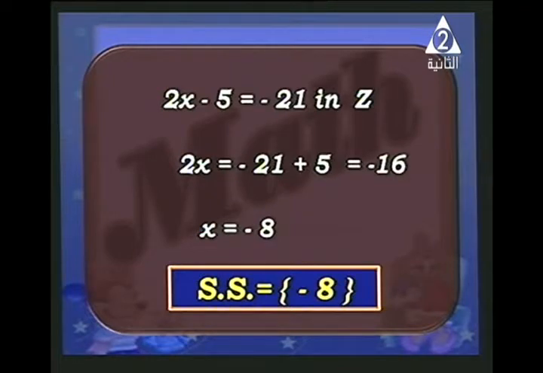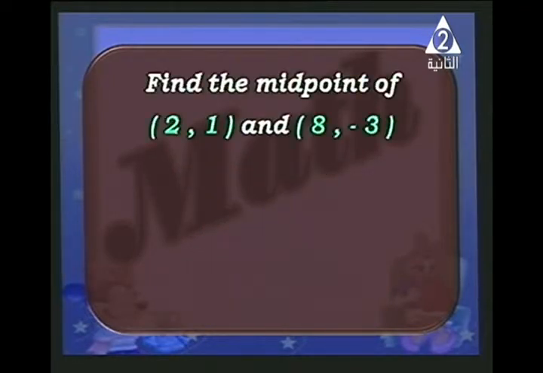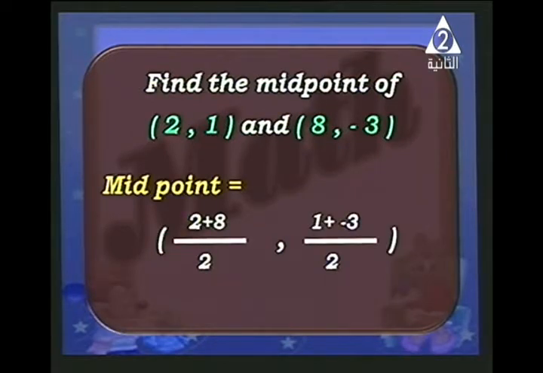Another example. Find the midpoint of (2, 1) and (8, negative 3). Yes, you know that the midpoint equals (2 plus 8) divided by 2 and (1 plus negative 3) divided by 2. Then you are going to obtain a result as (5, negative 1).